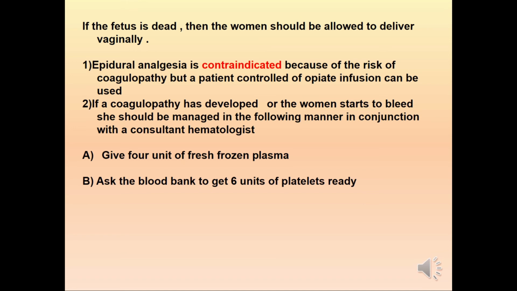If a coagulopathy has developed or the woman starts to bleed, she should be managed in conjunction with the consultant hematologist, and we give her 4 units of fresh frozen plasma, and we ask the blood bank to get 6 units of platelets ready.